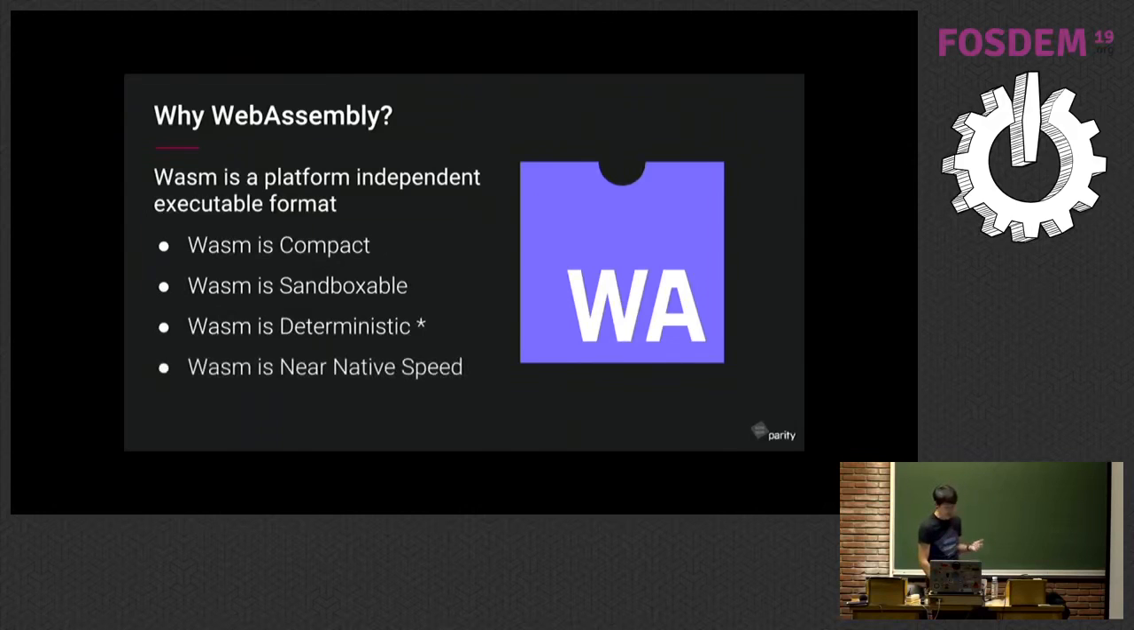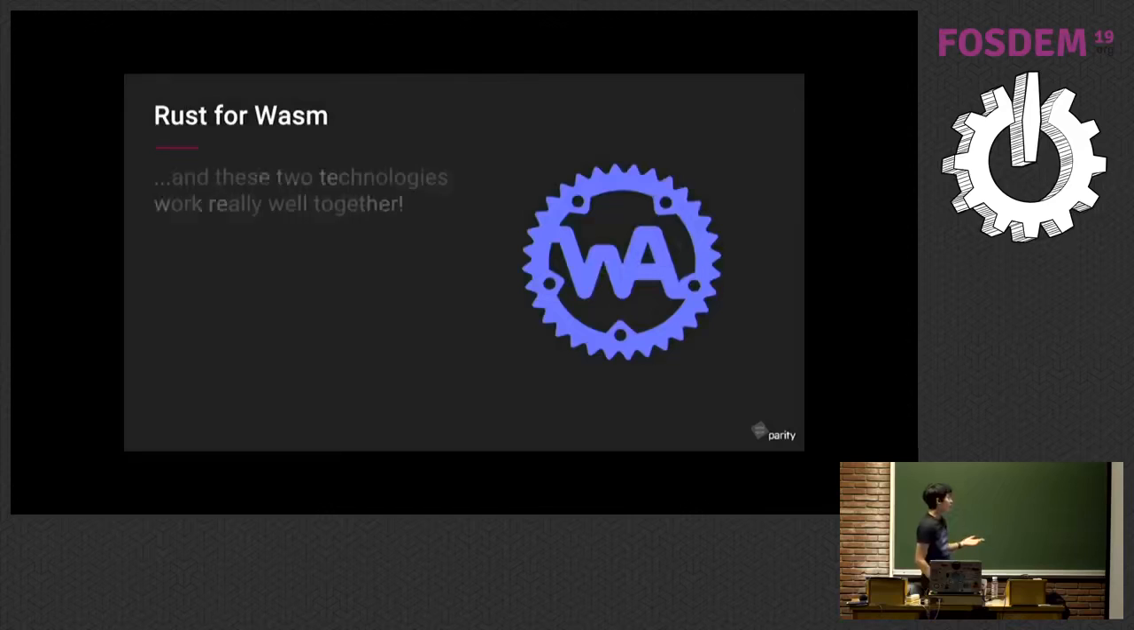And then WASM is near native speed. As we mentioned, it's close to machine code, so it runs really quickly. And finally, it's really well supported. We have a lot of support from the community, including all major browsers and even the companies building on the web. And what's great is that Rust and WASM work really well together.